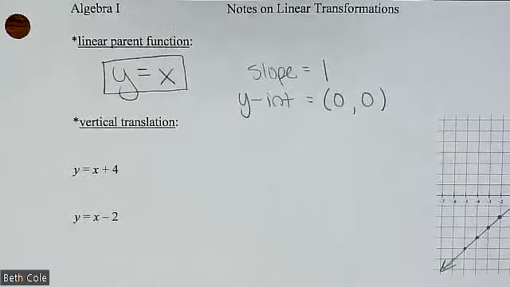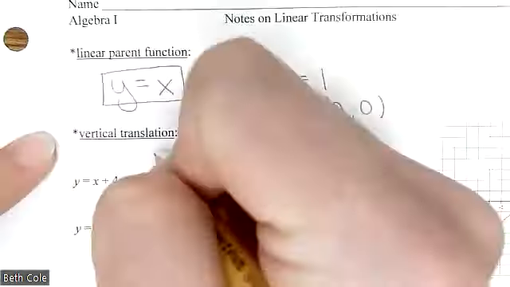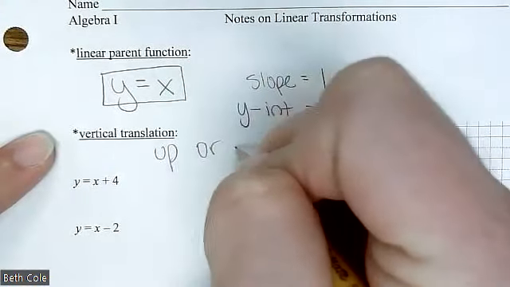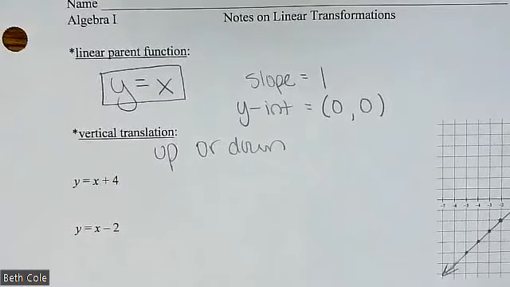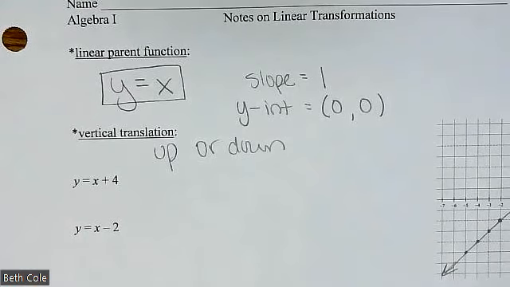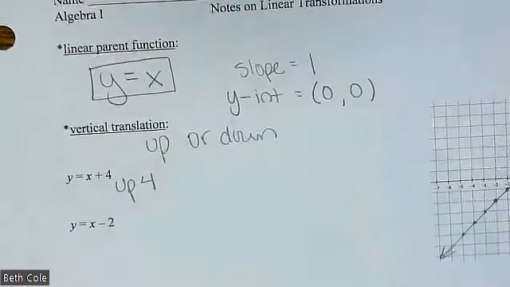So the first type of translation we're going to do is a vertical translation. That is going to move the graph up or down. Vertical means up or down. Now, please use your common sense on this. Hey guys, if you take x and add 4, do you think that moved the graph up 4 or down 4? Up 4. That one is going to go up 4.